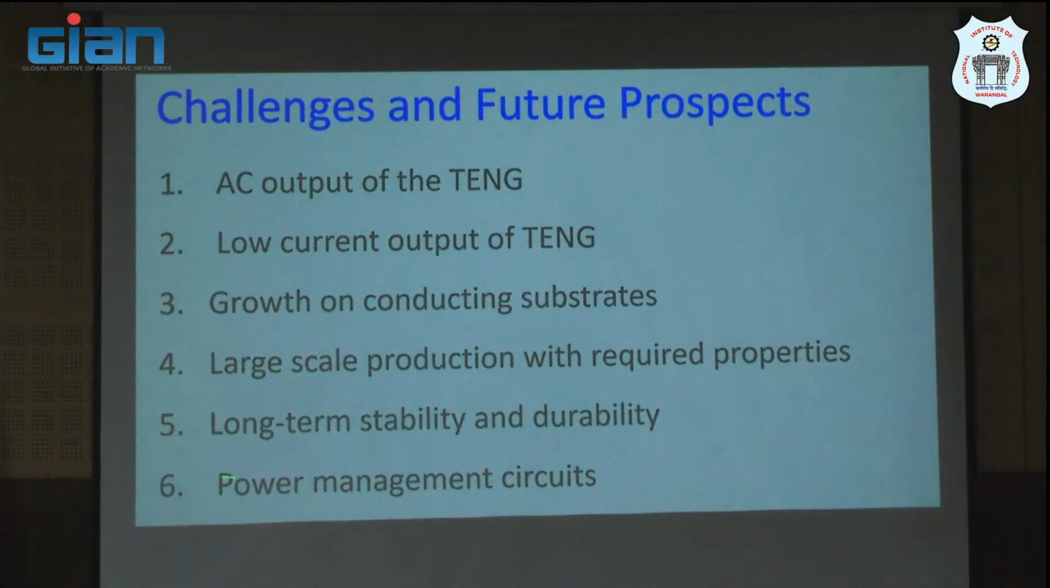And this power management circuit should be done by electrical people, to find a more efficient way to take all the energy generated by the TNG. So these are the challenges. People who want to work on it, you can work on the first problem, AC output to DC output, and you can also work on strategies to improve the current output, or find different techniques to make films on the conducting substrate.